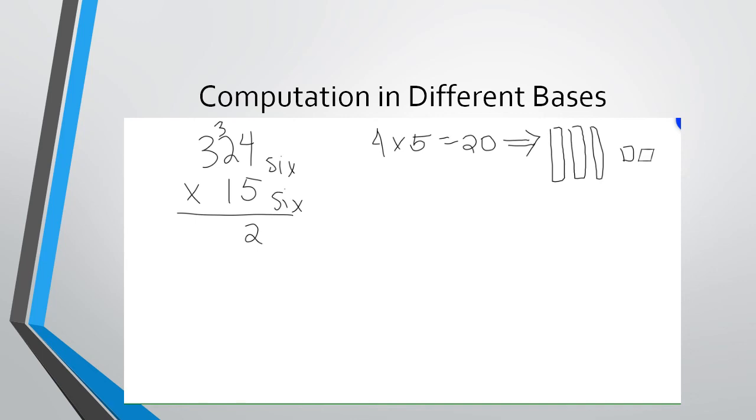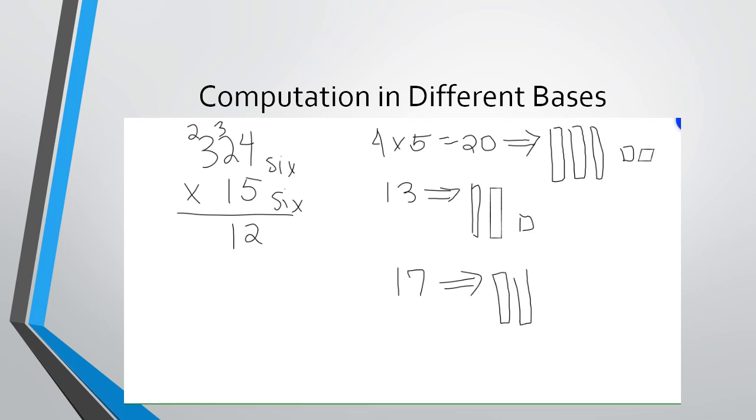Okay. 2 times 5 is 10 plus 3 is 13. 13 in base 6 is 2 sticks, that makes 12, and 1 unit. So that's 1 unit, 2 sticks. 3 times 5 is 15 plus 2 is 17. 17 in base 6 is 2 sticks, that's 12, and 1, 2, 3, 4, 5 units.